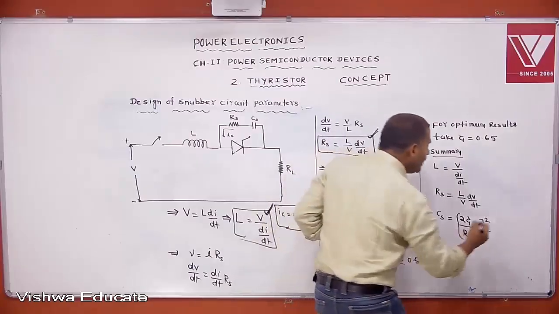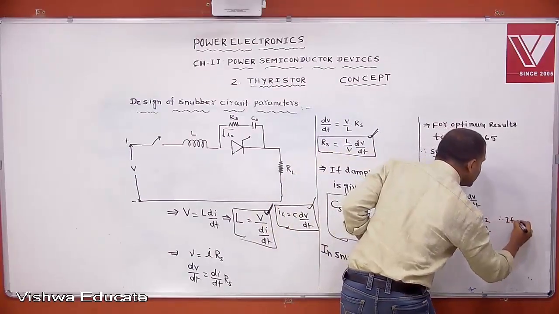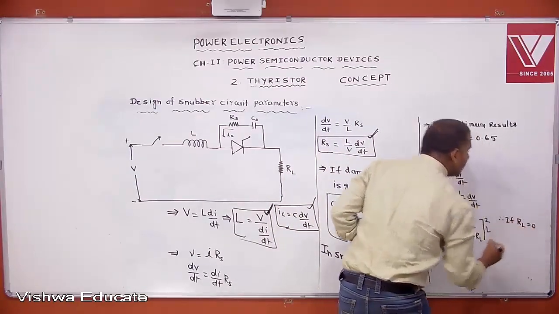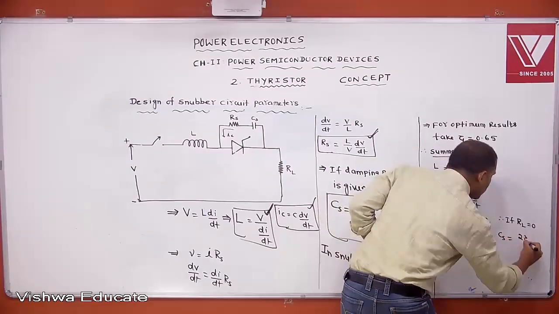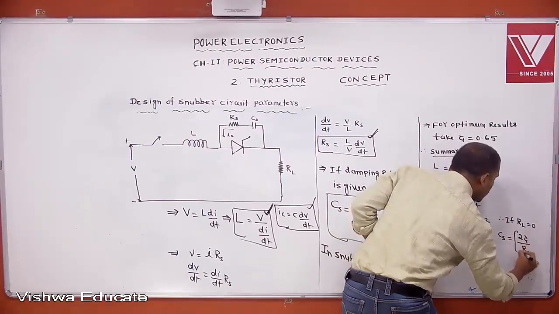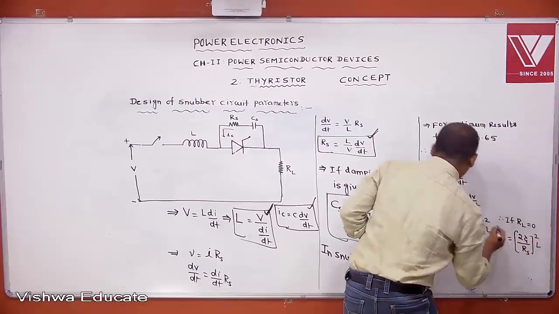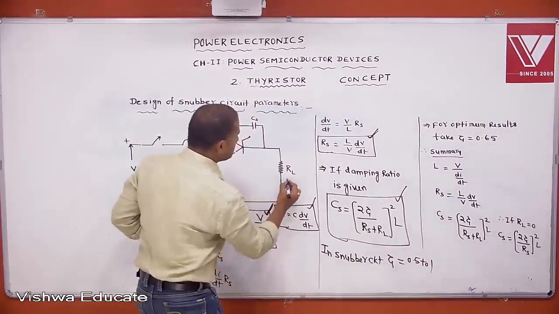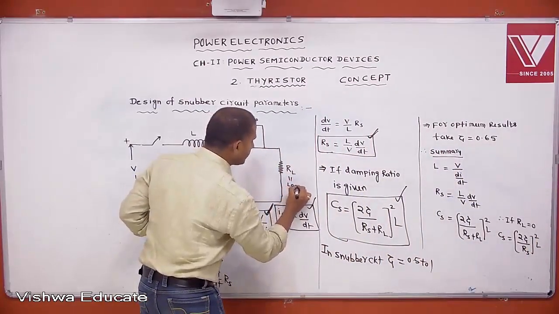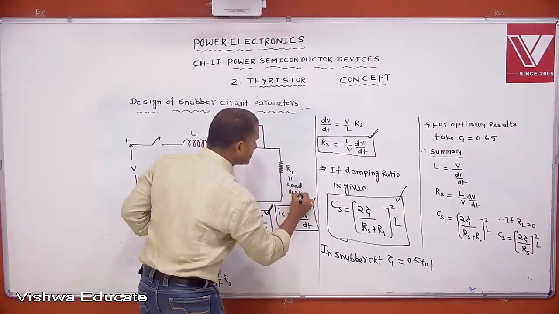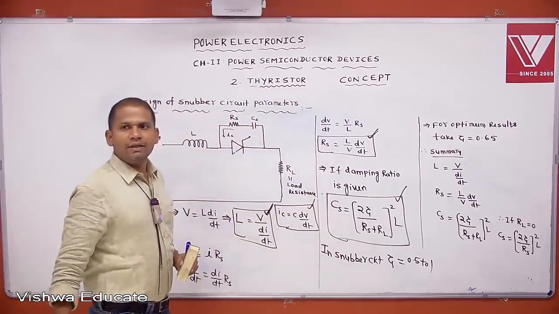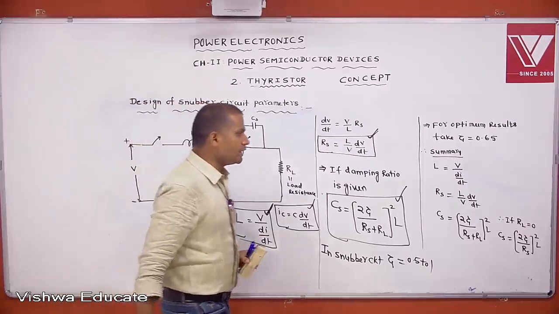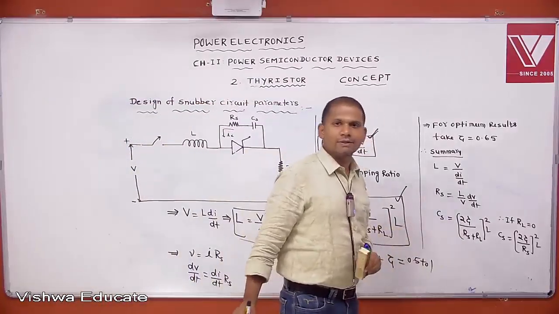Here RL is the load resistance, and you concentrate on that point. If the load resistance is not given, take RL equal to 0, and take Cs equal to 2 zeta by Rs, whole square, into L. This is the snubber circuit capacitance.